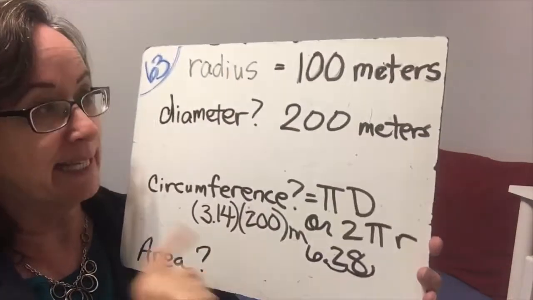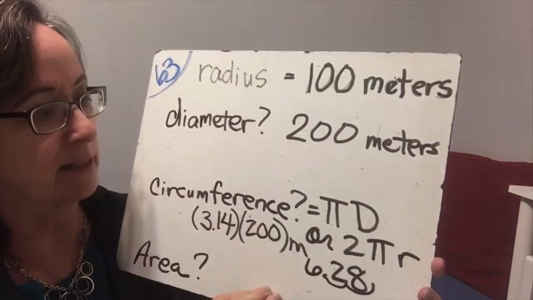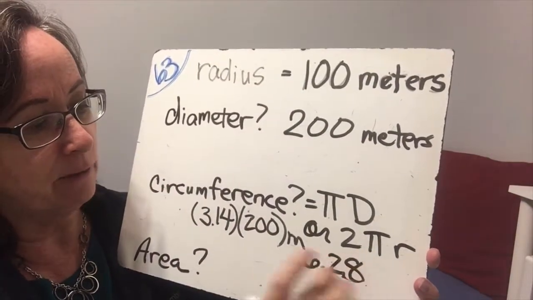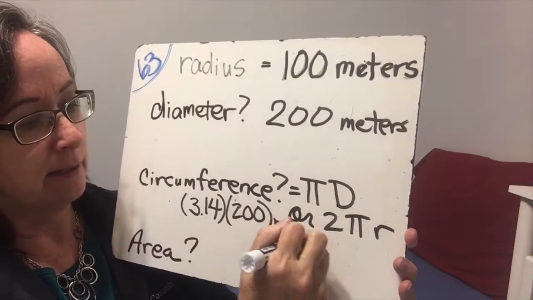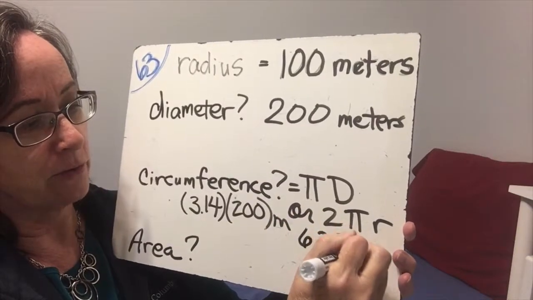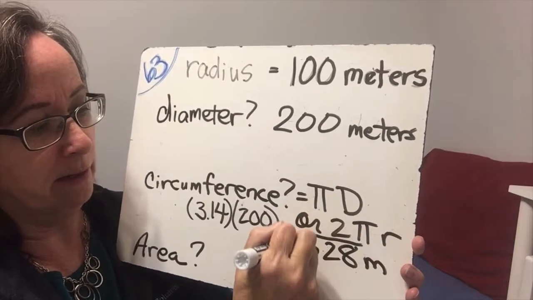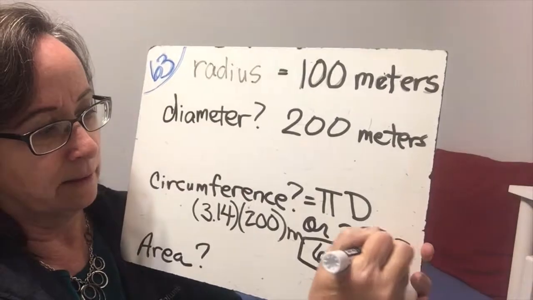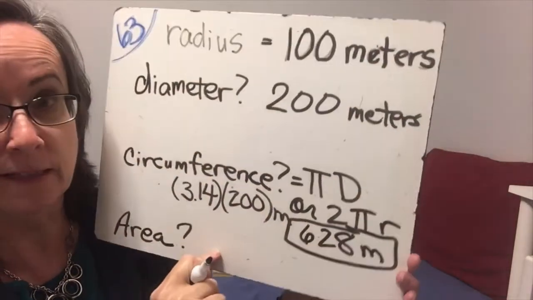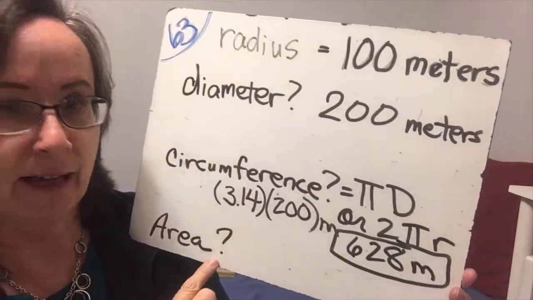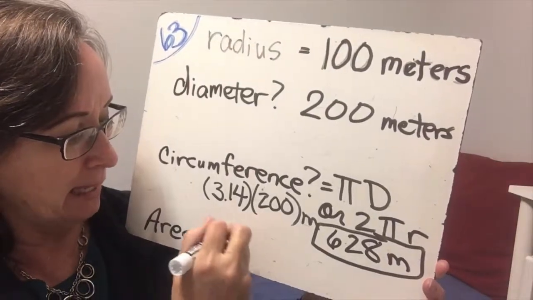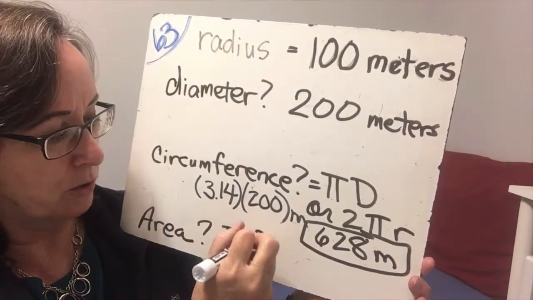Because circumference is linear. It's a distance. So we're going to have 628 meters. Okay, so there is our circumference. So now our area is pi r squared.